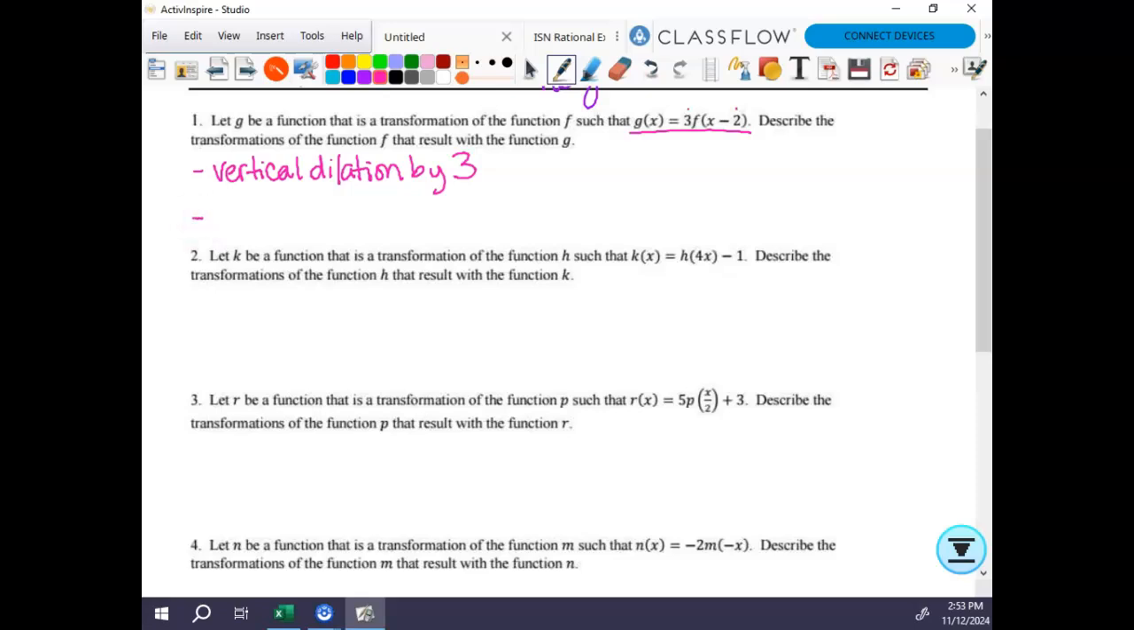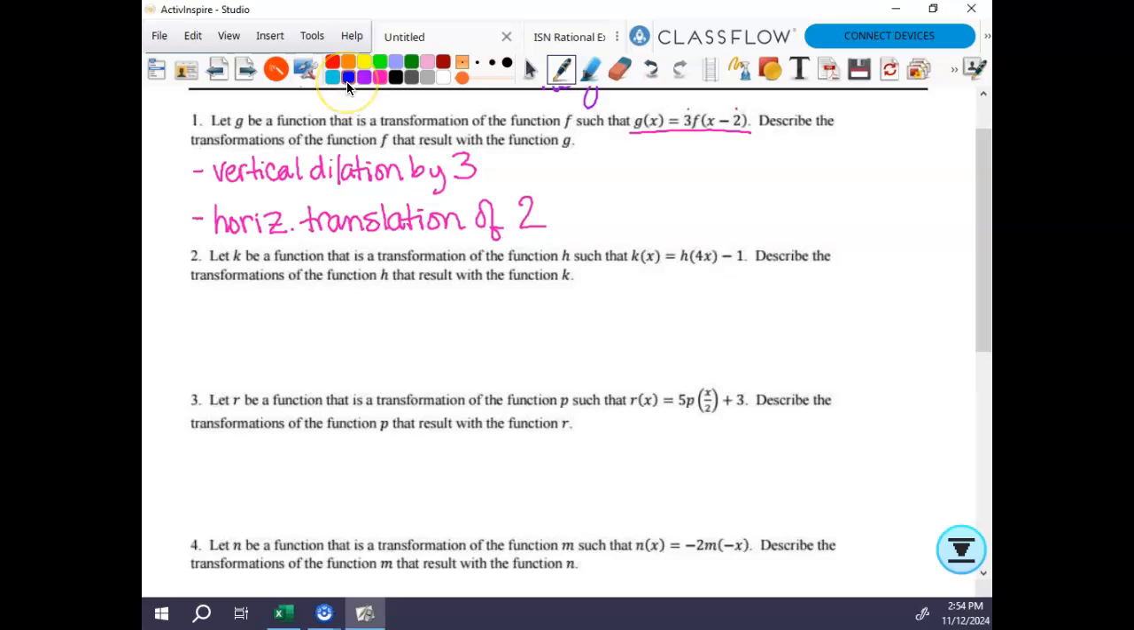And then that 2 there is going to be a horizontal translation of 2, because we would be going to the right 2, so of a positive 2.